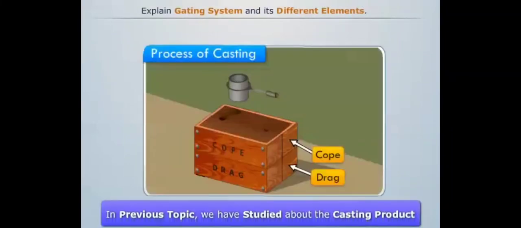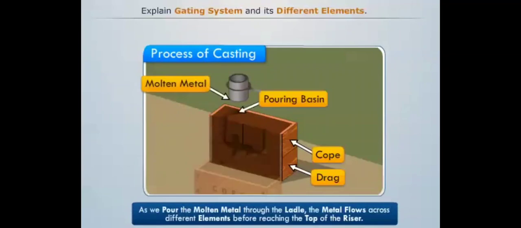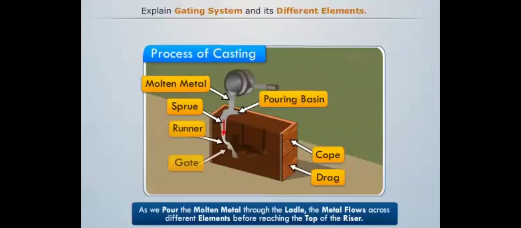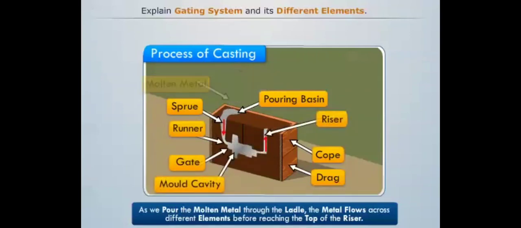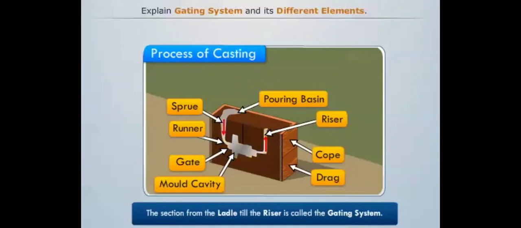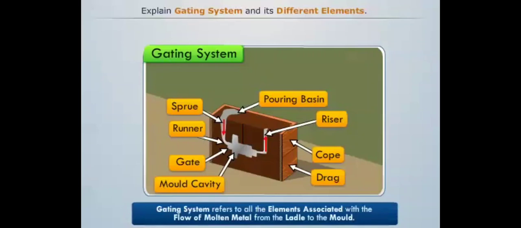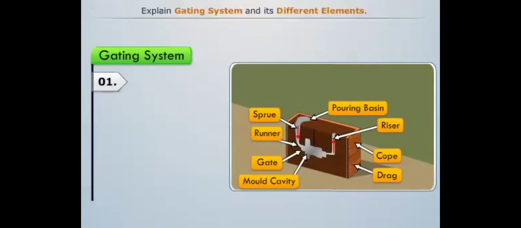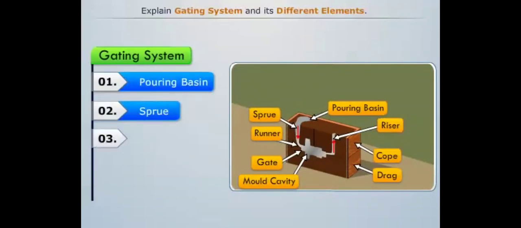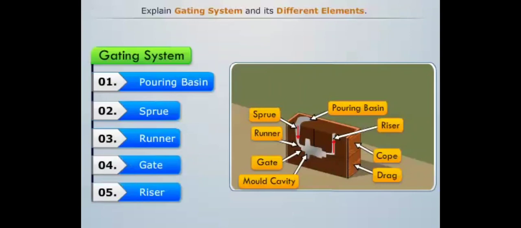We know that in casting, as we pour the molten metal through the ladle, the metal flows across different elements before reaching the top of the riser. The section from the ladle till the riser is called the gating system. Thus, the gating system refers to all the elements associated with the flow of molten metal from the ladle to the mold. The different elements associated with the gating system are pouring basin, sprue, runner, gate, and riser. Now let us briefly describe each of these elements.